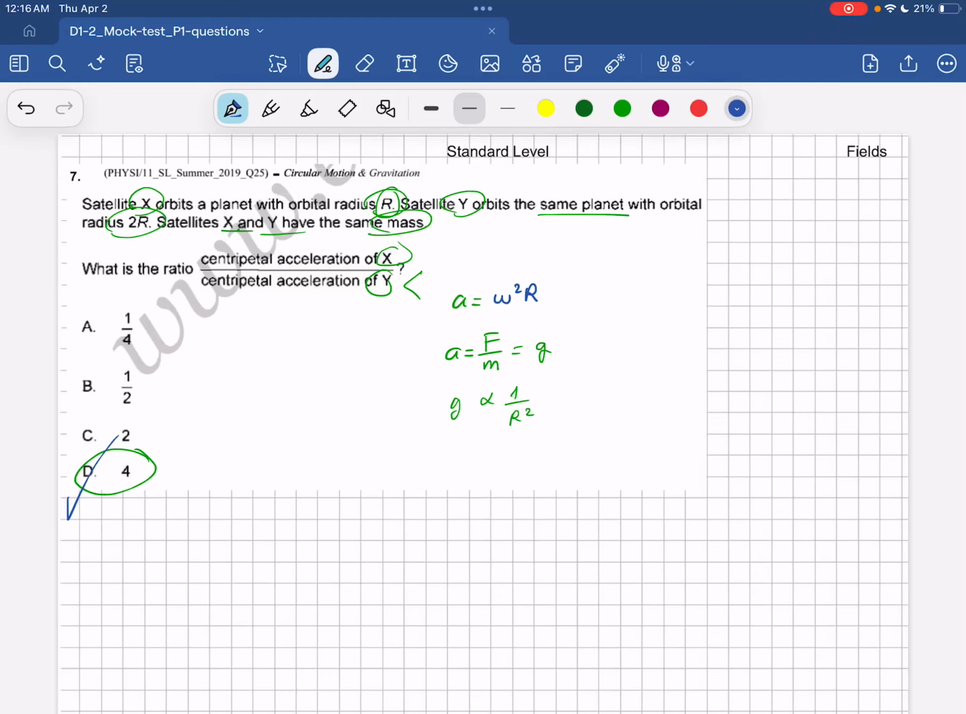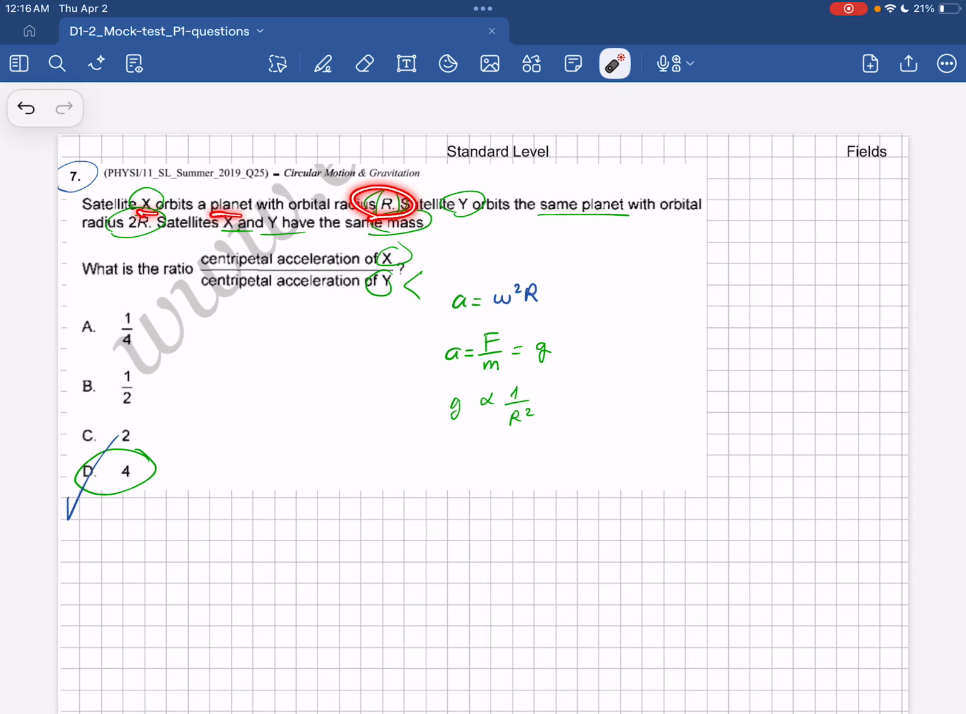Okay, so now let's do a really speedy test trial over the topic fields. Let's first start with the gravitational field strength. Ready? Go. Okay, so for number 7 here, satellite X orbits a planet.